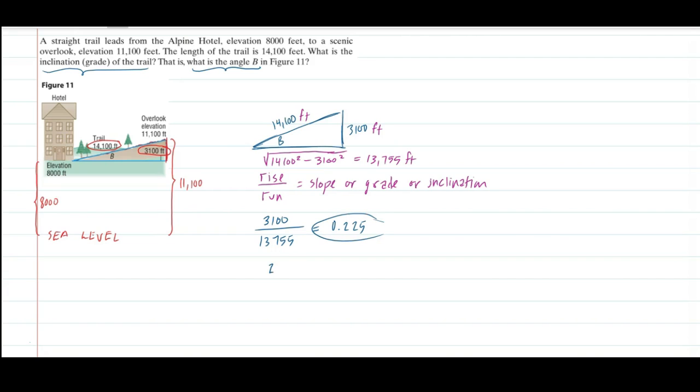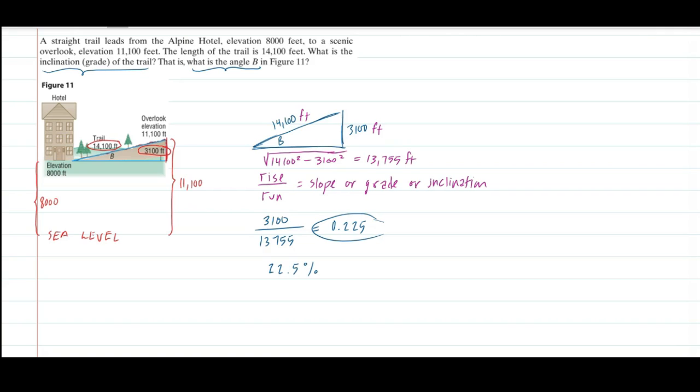So this is a very steep trail. This is a trail that's got a 22.5% grade. So as you're going sideways, you're also going up, and you're going up quite a lot. All right, so there is that first piece of the question.